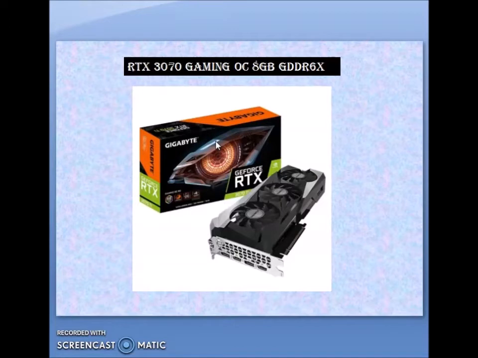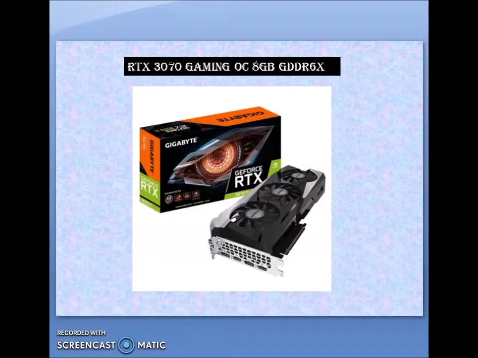The first graphic card is the Gigabyte GeForce RTX 3070. Its characteristics: the memory clock is 99,000 Hz, the memory bus is 256 bits, and the type of memory is GDDR6X. It costs 1,000 euros.